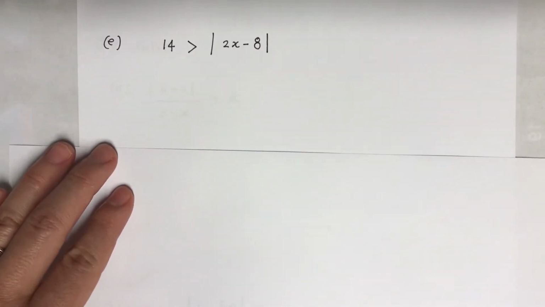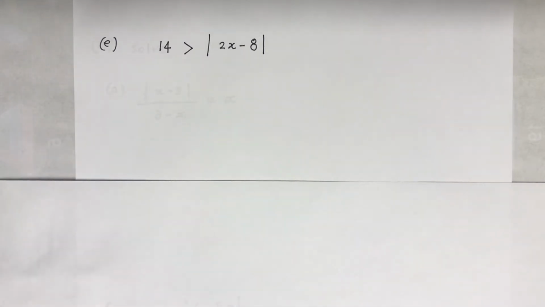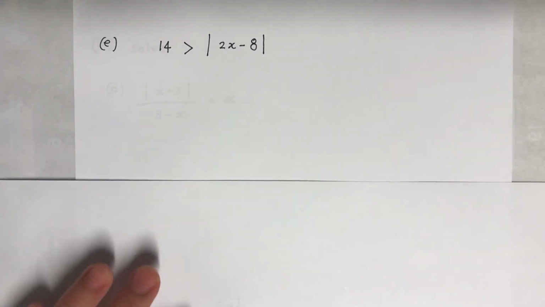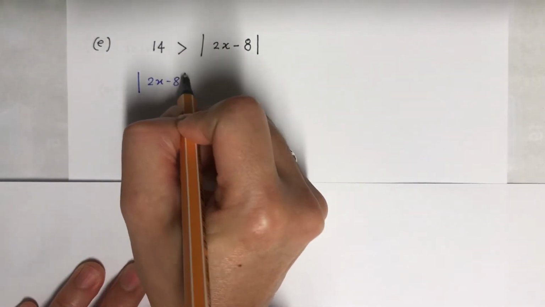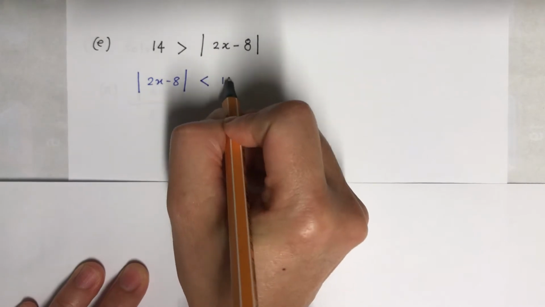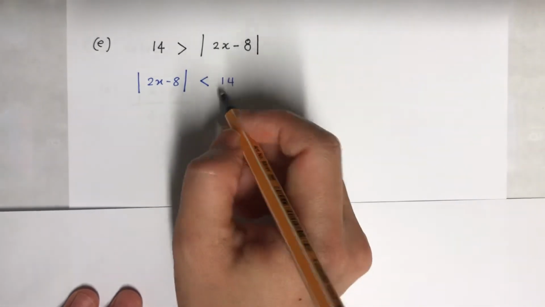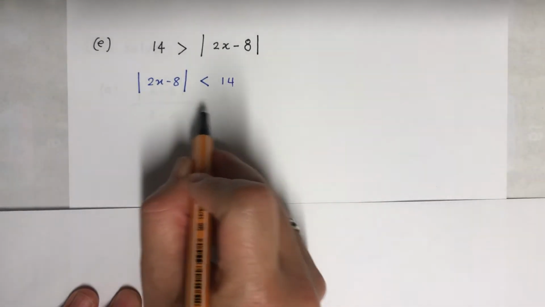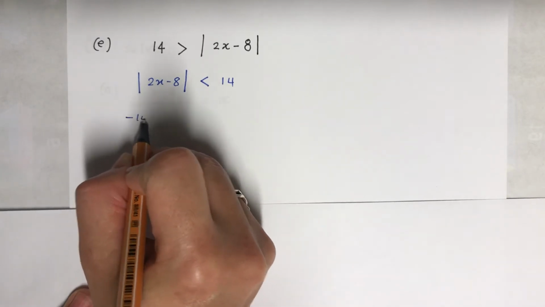Next one. Now this one looks a little bit different, but not too different, because left and right was just swapped around. So I'm just going to swap them back to where it's supposed to be. So I'm going to go 2x minus 8 and less than 14. Okay, so that looks a bit familiar. And it's less than 14, so it's in between, yeah? It's in between. So I'm going to go minus 14.